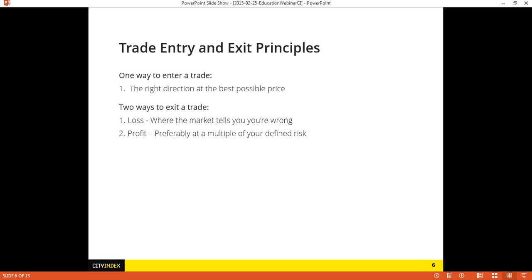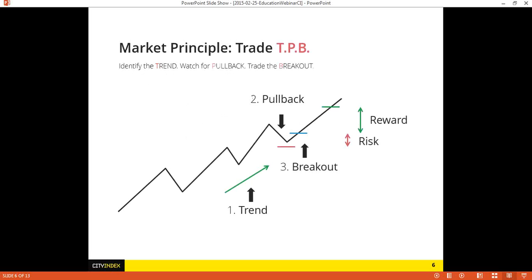Okay, so that's why we want our profits preferably on an average basis to be at a multiple or larger than our defined risk or our stop losses, okay? So that's simply what I mean. So this is a very general trade entry and exit principle that I use for all the different markets.